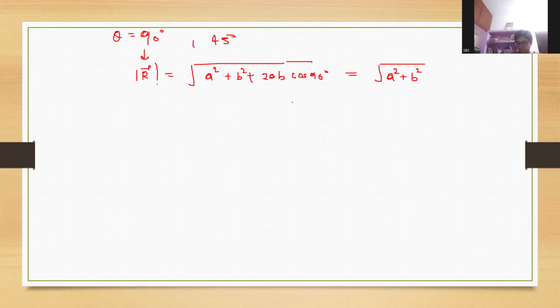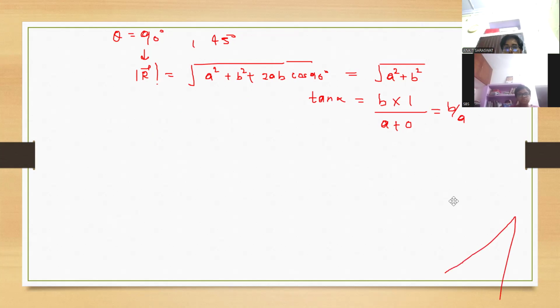So my question: if theta is 90, then tan alpha will be, you can check, B sin 90 divided by A plus B cos 90, which is 0. So B by A. Clear? If you check for any other angle, except 0 and 180 degree, this mod R is always greater than or equal to what? The mod R value always lies between where?